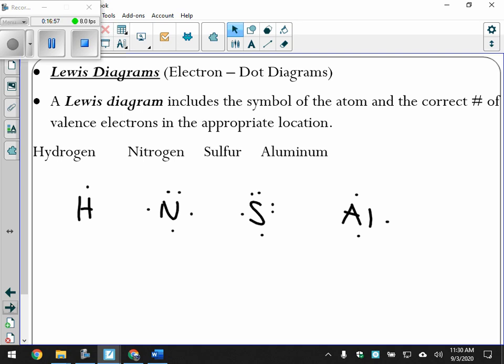By the way, why are elements in groups? And this is tomorrow's lesson. Okay, riveting stuff. Why are these elements in groups? How did they come up with this? These all have 1 valence electron, yes? These all have 2. That's why they're in that group, because they all behave similarly, okay?